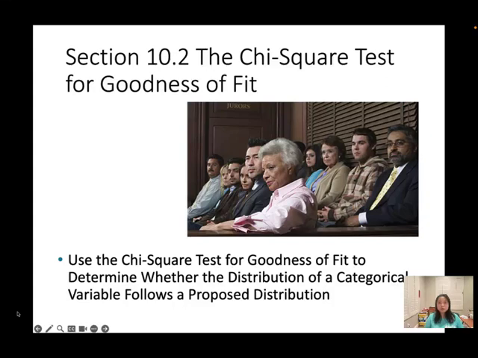Session 10.2, the chi-square test for goodness of fit. In session 10.1, we introduced the basic ingredients for testing with categorical variables. And in this session, we're going to combine them together and use the chi-square test for goodness of fit.